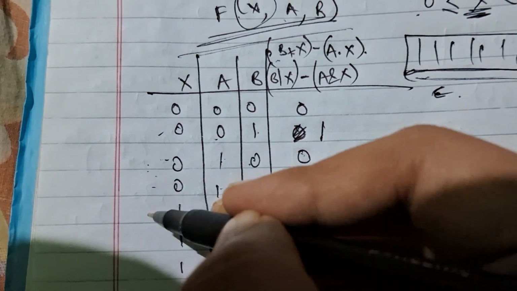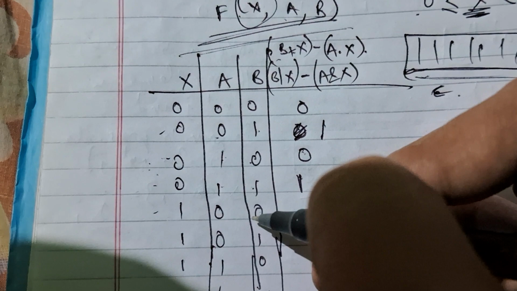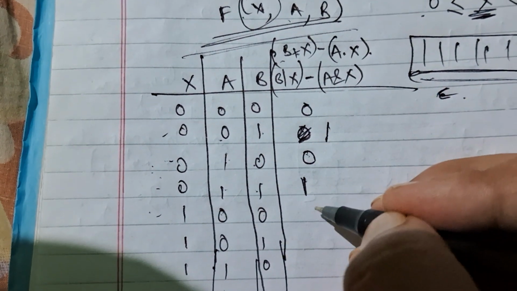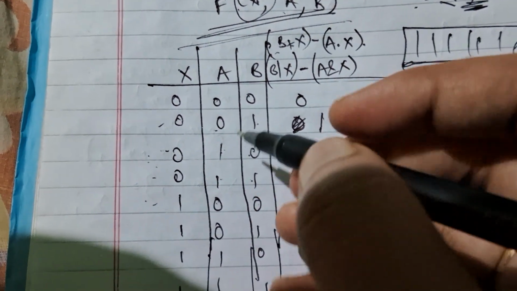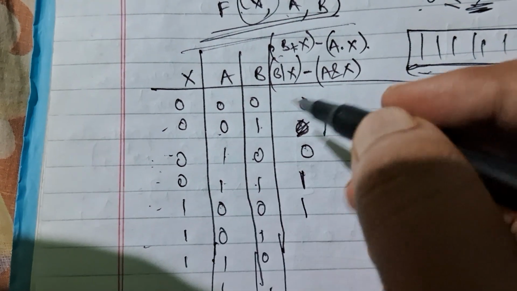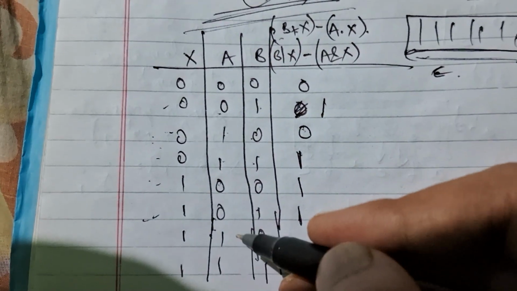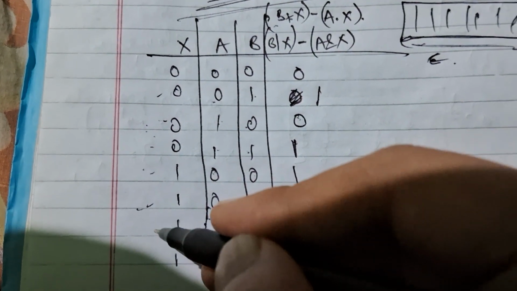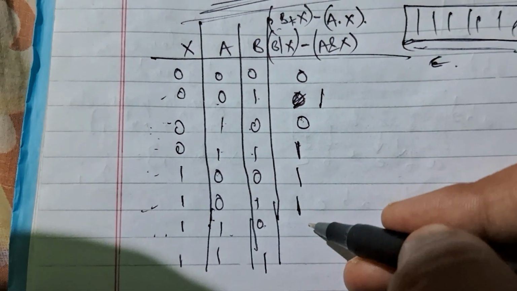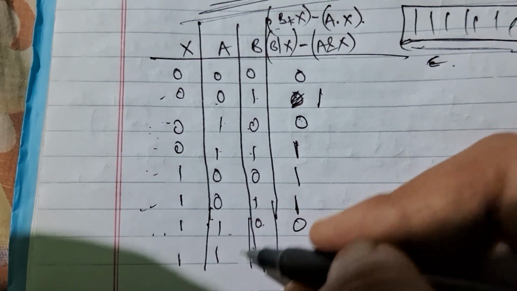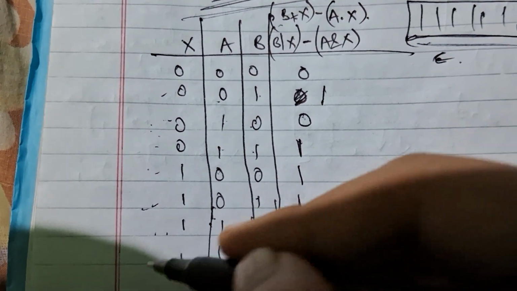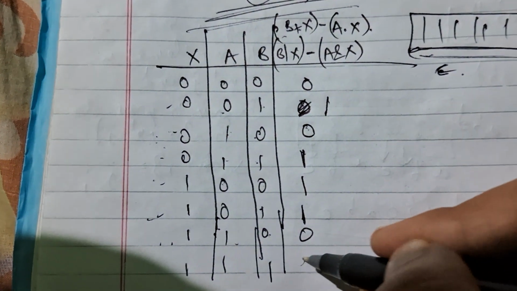Now this is 1 minus 0, that is 1. This is b plus x, that is 1, minus 0, that is 1. Now over here b plus x, that is 1, minus 1, that is 0. For this it is 1 minus 1, that is 0 again.